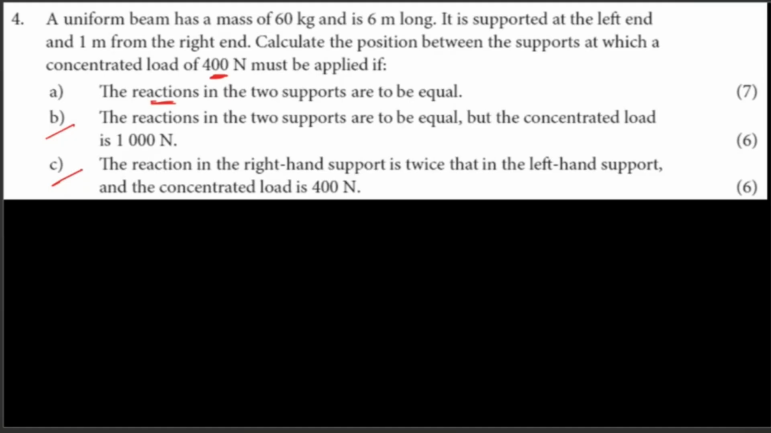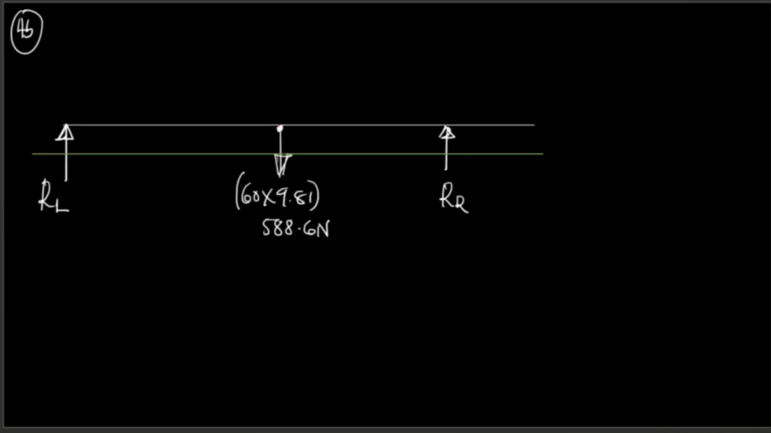Very quickly, I'm going to be reading from my textbook, and I believe you also have your text. For the B part, the question says we must determine the reactions in the two supports if the reactions in the two supports are to be equal, with a concentrated load of 1000. For each and every question, you have to draw a diagram. They said the reaction is the same, so we're going to calculate the reaction now.